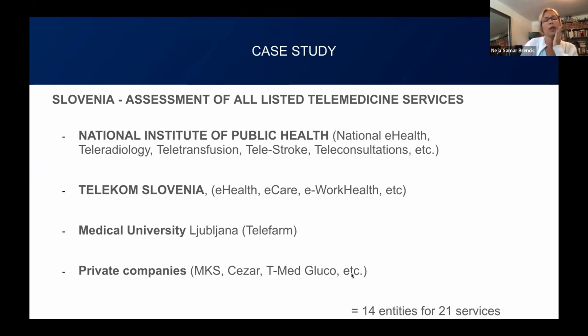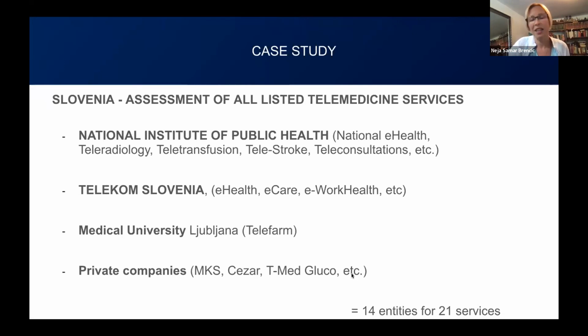So we had the privilege to assess these organizations, even the National Institute of Public Health, with the national e-health electronic health record. They developed teleradiology, teletransfusion, telestroke, teleconsultation, and so on. So they have a number of telemedical, telehealth and e-health services. Then also Telekom Slovenia, they have e-health, e-care, and e-work health, and some other related services. And then the Medical University of Ljubljana with the Telefarm, and a lot of private companies. So together we assessed 14 entities with 21 services.